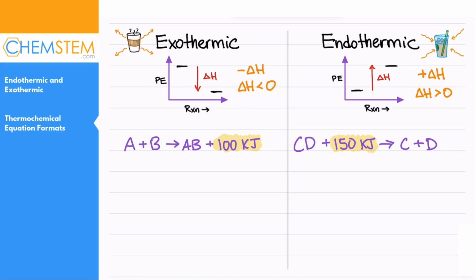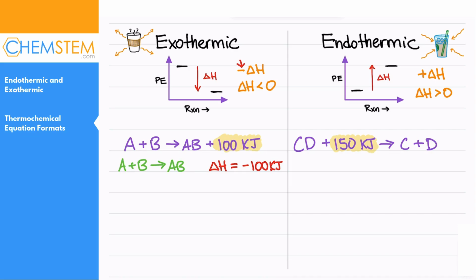Now let's flip these equations into a format that tells us the same information, but formatted just a little differently. So we have A plus B, and it creates AB, and not part of the equation, but separate from the equation, like if you press tab once or twice, you'll get delta H, and we still have the same value here, but we do notice that it is negative. So it would be negative 100 kilojoules. It's telling us the exact same thing. It's just two different ways to write it. Two different ways to write thermochemical equations.